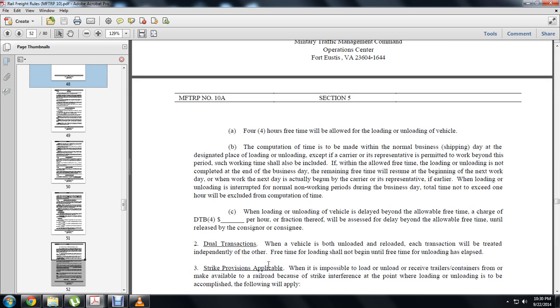If the carrier's representative's loading or unloading is interrupted during normal non-working periods during the business day, the total time not to exceed one hour is excluded from the computation under these rules.